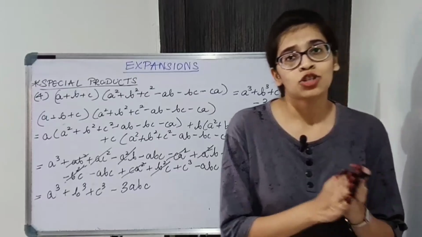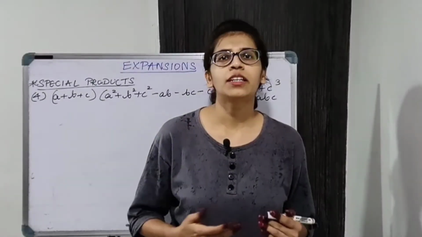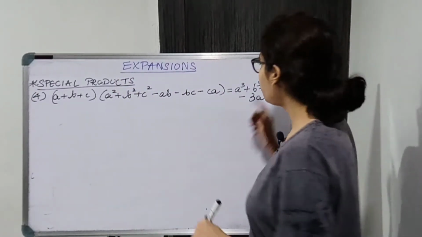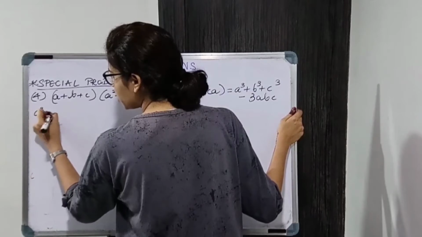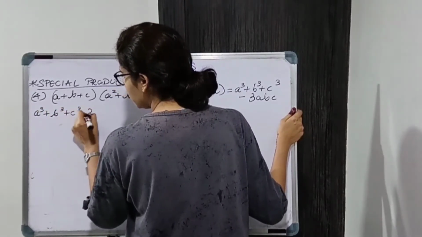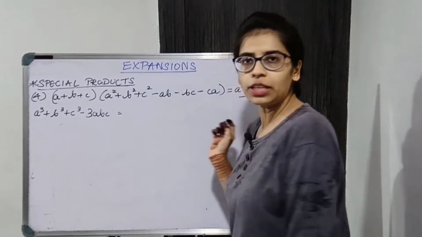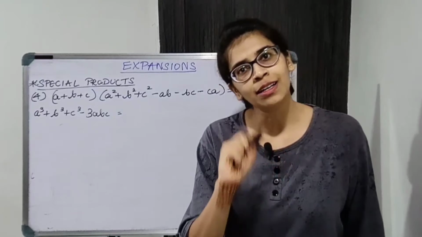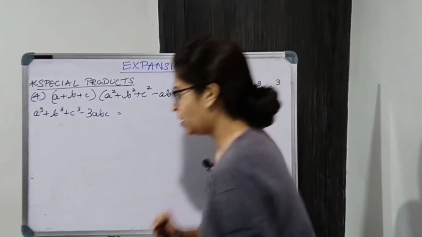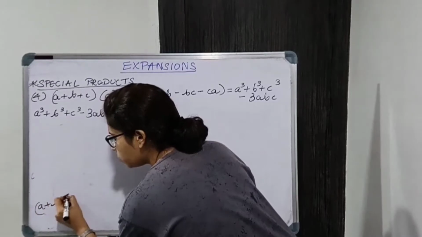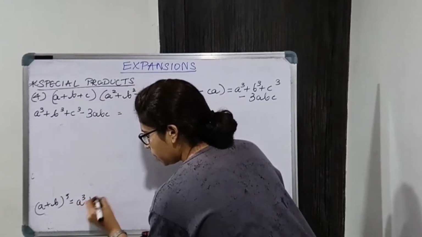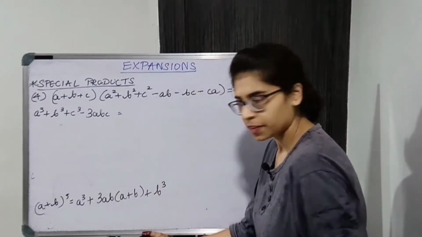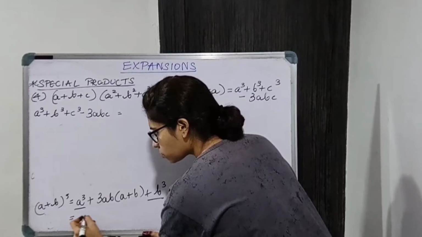Now we'll derive LHS from the RHS. Now students, we'll consider the RHS and then derive the LHS. So in RHS we have a cube plus b cube plus c cube minus 3abc. Now students, a cube plus b cube, I can get the formula for a cube plus b cube. We know a plus b the whole cube is equal to a cube plus b cube plus 3ab bracket a plus b.